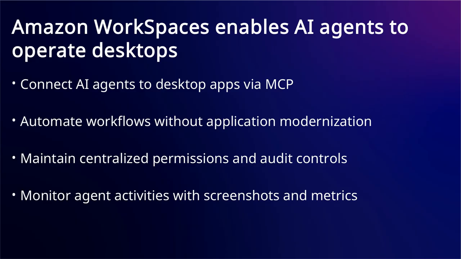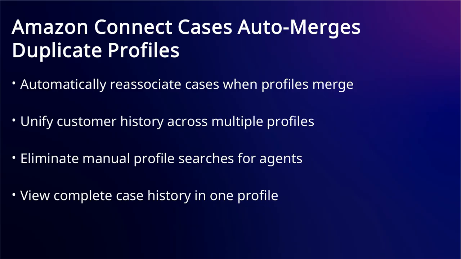industries. When customers contact you through different channels or provide varying contact details, they can end up with multiple profiles in your system. This fragmentation forces agents to manually search across profiles and piece together case history, leading to incomplete context and slower resolution times.